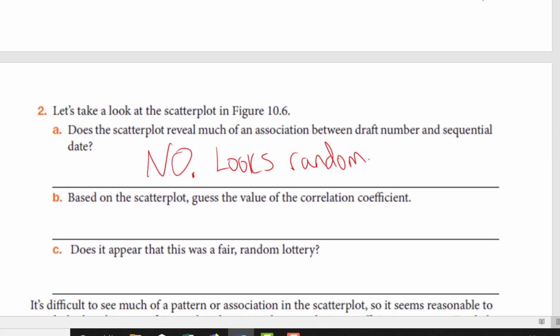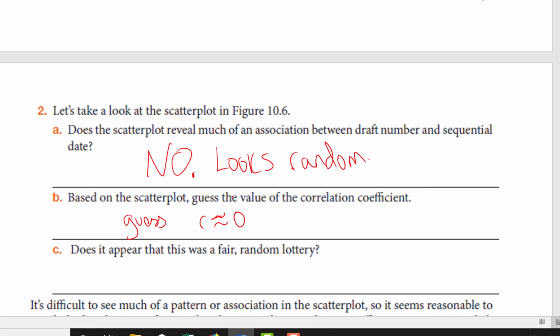So 2b, based on the scatter plot, can you guess the correlation coefficient? I would guess R equals about 0. Notice I'm using R, not rho. This is a sample correlation coefficient. This is a sample of the draft that occurred in 1970. They also did drafts in other years. The population correlation coefficient would be all the possible draft lotteries that would exist.